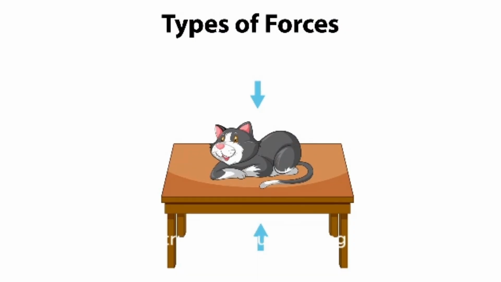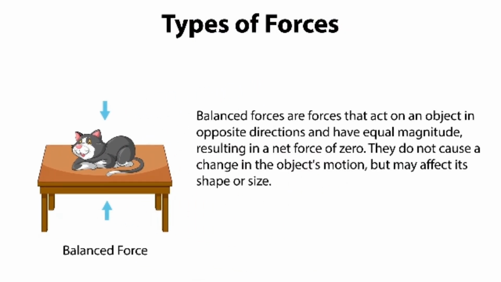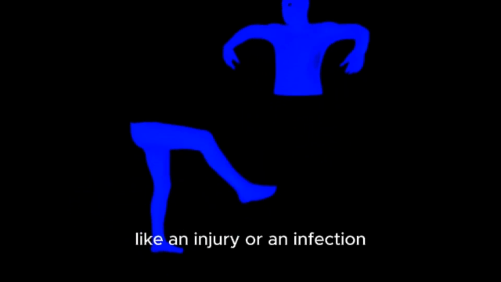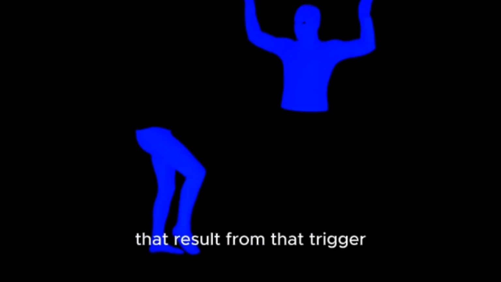A powerful way to structure your learning is a simple three-step method for every system you study. First, understand the normal function. Second, identify the trigger of change, like an injury or an infection. And third, trace the consequences that result from that trigger.